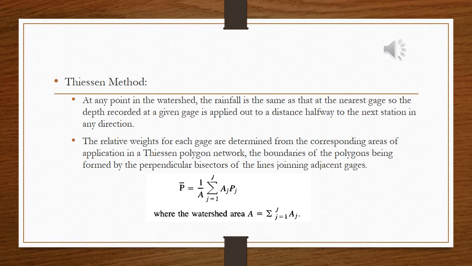So the mathematical representation is shown here. P bar is equal to 1 over A, the sum from 1 to J, the maximum number of gauges, of A_J times P_J, where the watershed area A is the summation of all the areas.